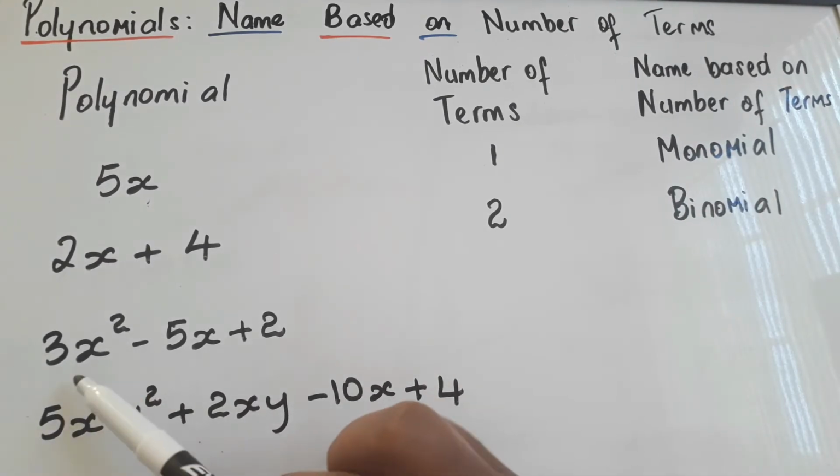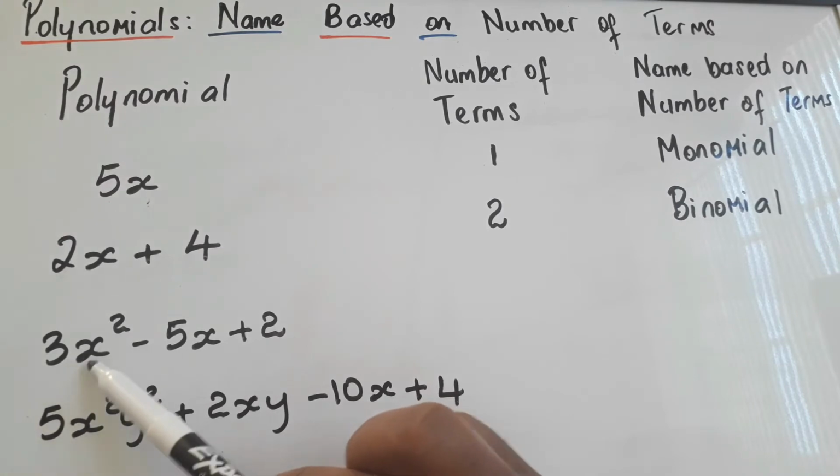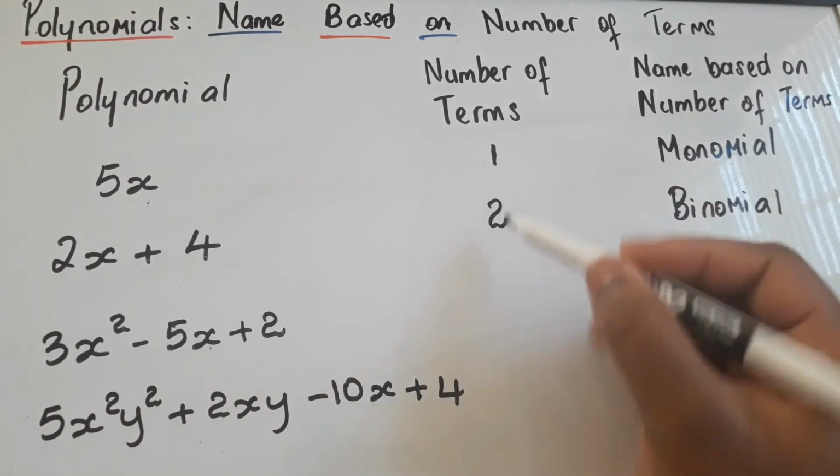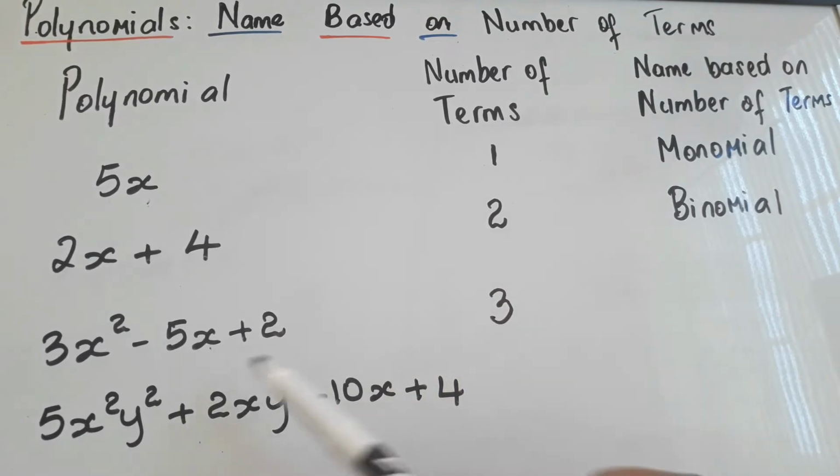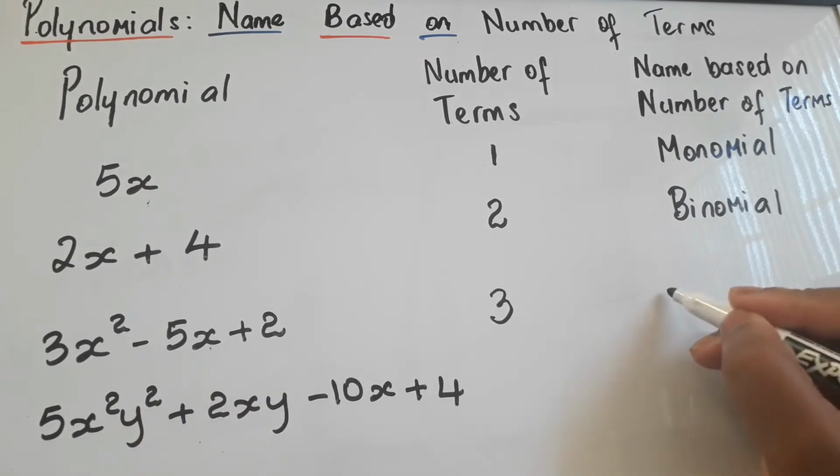Next, we have this polynomial, guys, and if you count it with me, we have 1, 2, 3 terms. So we can go ahead and make a note that it has 3 terms. Now the name of this polynomial based on the number of terms that it has is trinomial.